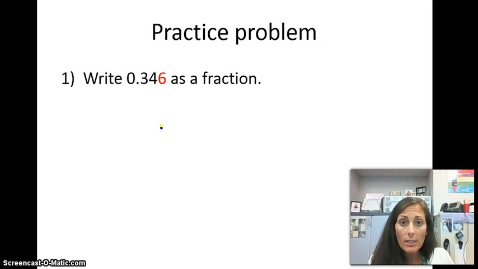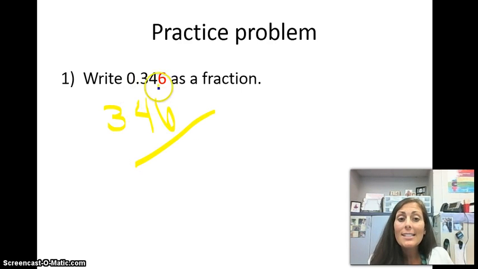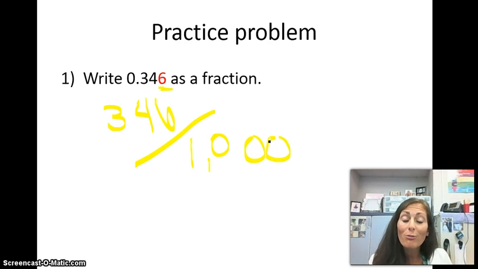Now we're going to do a practice problem. Number 1, write 346 thousandths as a fraction. Please press pause and complete practice problem number 1. Welcome back. In your journal, you should have 346 as your numerator, and since the 6 is in the thousandths place, your denominator is going to be 1000. So you have 346 over 1000.